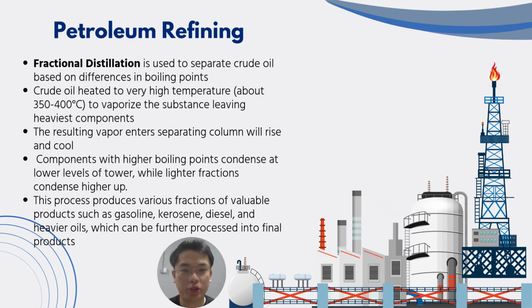For the second application, which is petroleum refining, fractional distillation is used to separate crude oil based on differences in boiling points. The crude oil is heated to a very high temperature, about 350 to 400 degrees Celsius, to vaporize the substances, leaving the heaviest compounds. The resulting vapor enters the separating column, rising and cooling. The components with higher boiling points condense at lower levels of the tower, while the lighter fractions condense higher up. This process produces various fractions of valuable products such as gasoline, kerosene, diesel, and heavier oils, which can be further processed into final products.